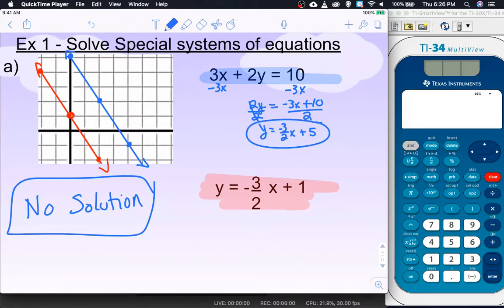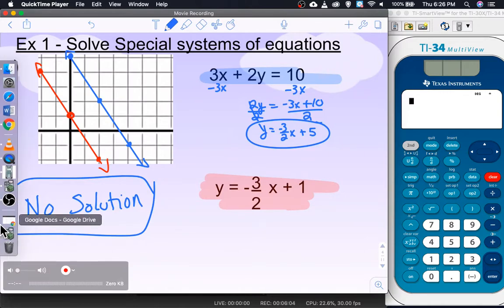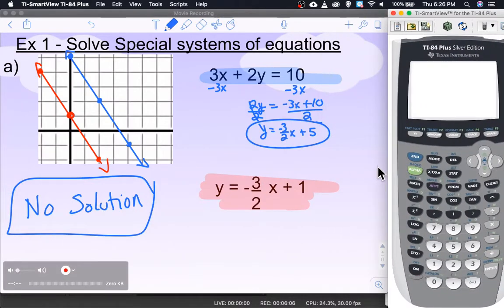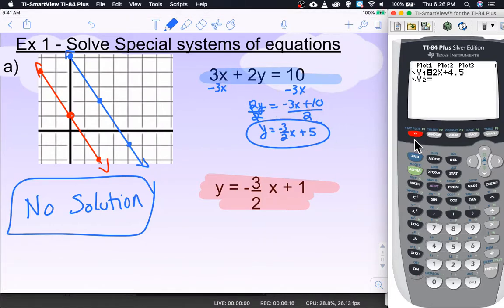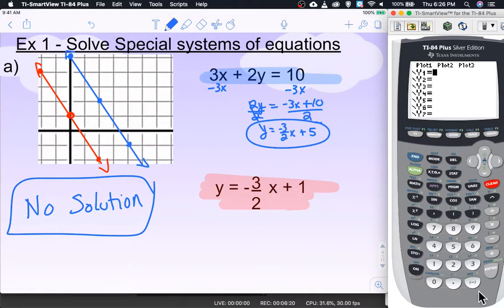Now, if you were doing this using a graphing calculator, there it is. You still have to do this math. So I don't want you to think that the graphing calculator is going to do all the work for you. It's not. You still have to solve for y first. But what you do is under y equals here, you would just type in these two equations.